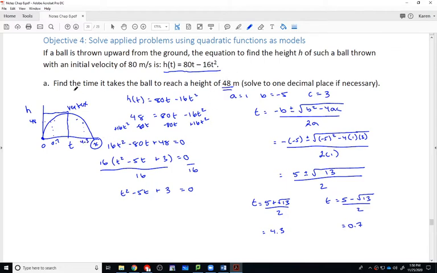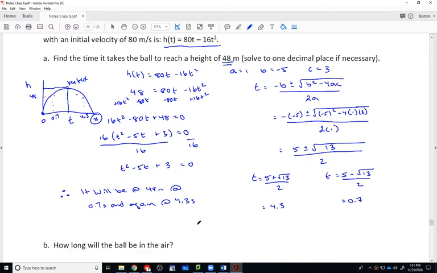So it says find the time it takes for the ball to reach a height of 48 meters. It's a bit of an oddly worded question. The way that's worded makes me think that we would just say at 0.7 seconds, but we'll be careful and say it will be at 48 meters at 0.7 seconds and again at 4.3 seconds. All right, moving on to the next question.